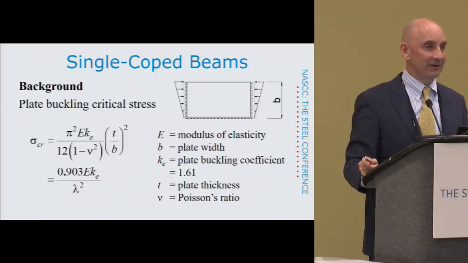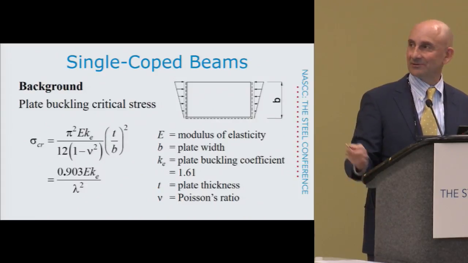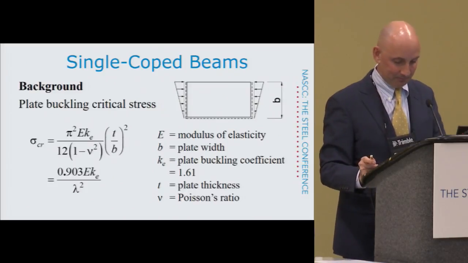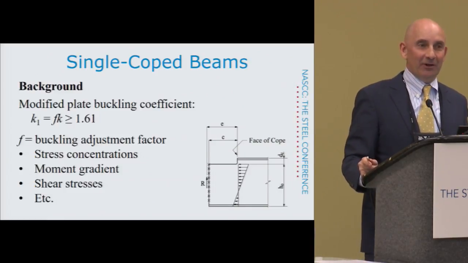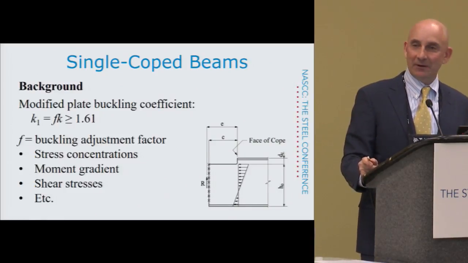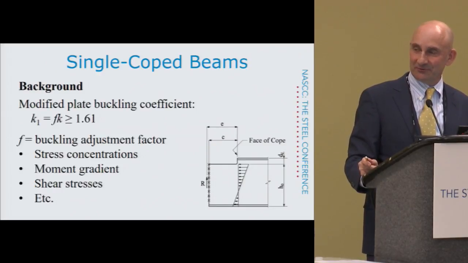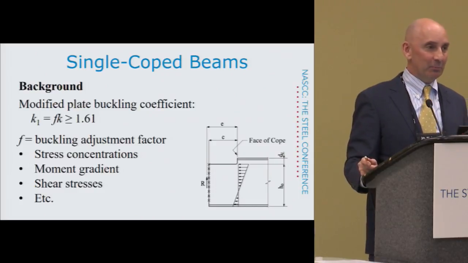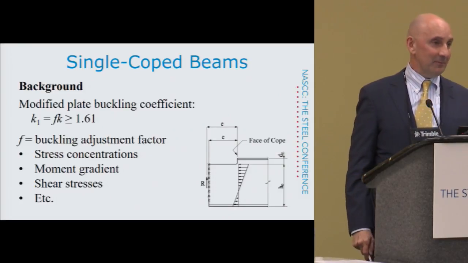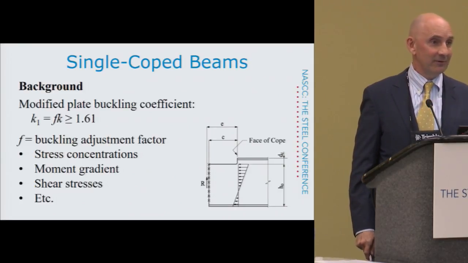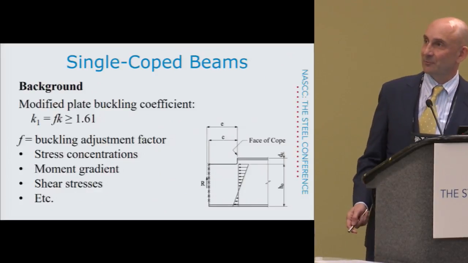But we can't use that here because we've got a lot of complications. This doesn't look like a coped beam. So if you want to call F a fudge factor, officially it's called a buckling adjustment factor, and it accounts for everything that the plate buckling coefficient doesn't account for. It's going to be empirical, and it's the same as what we had before. F is in your 14th edition manual. We're just going to use it in the 15th edition the same way.